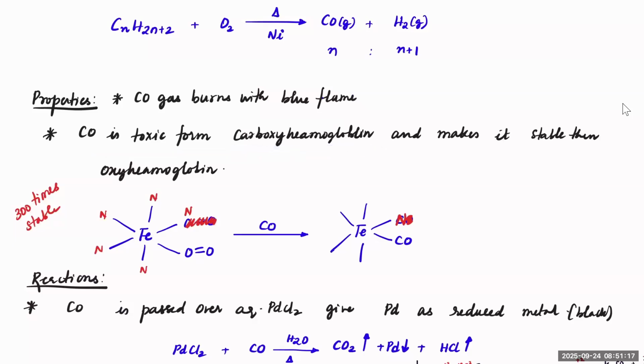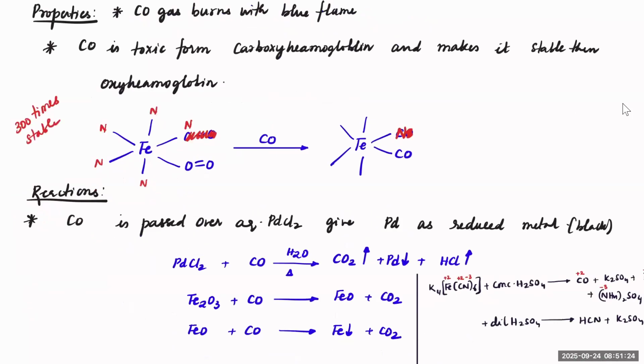Carbon monoxide forms carboxyhemoglobin and makes it stable, rather than oxyhemoglobin. See, in hemoglobin, iron would be surrounded by nitrogen as a complex, and one position will be taken by oxygen. But if carbon monoxide is added, oxygen is relatively weakly bonded with iron, but carbon monoxide will become very strongly bonded. Therefore, instead of carrying oxygen, it will carry carbon monoxide.